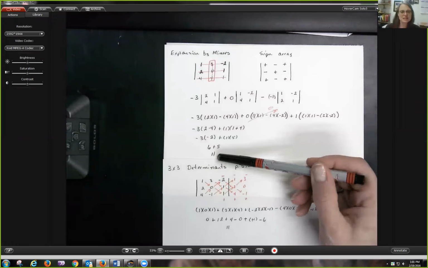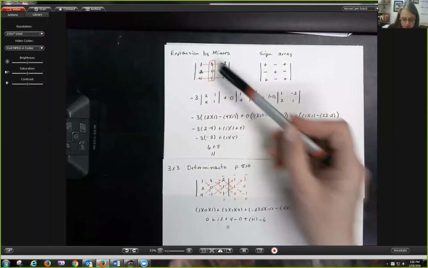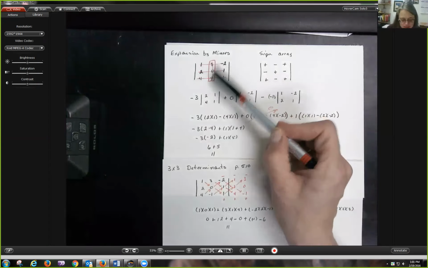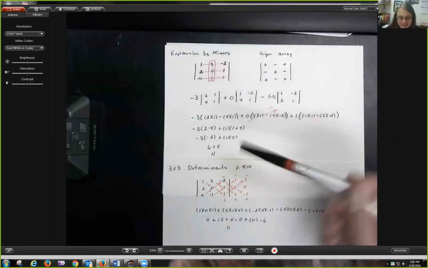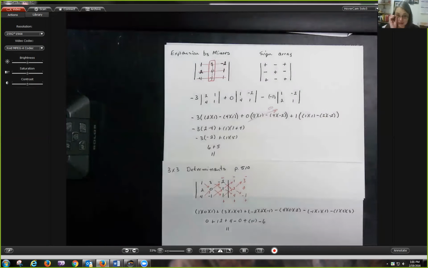And if you look in the textbook, you'll notice that even though they expanded about the first row, so where I used 3, 0, 1, they used 1, 3, negative 2, they also will get a determinant of 11. As I said, any way you choose to evaluate a determinant is fine.